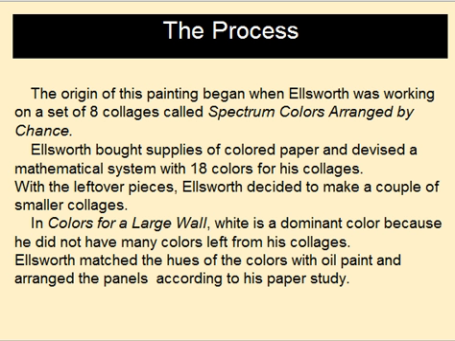Originally, Ellsworth was working on the spectrum colors arranged by chance, which were 8 collages, and he went to an art store and picked up several color papers and had a system that he arranged. Once he was done with the spectrum colors, he decided that he wanted to do something with these leftover pieces, and so he made some smaller collages. Thus, he had colors for a large wall. What he did was to match each hue according to the paper that he had placed. But he ran out of paper, so where the white was, it didn't have any color.